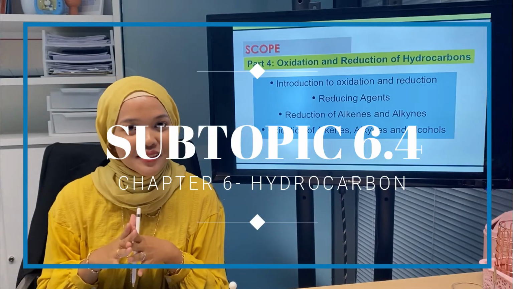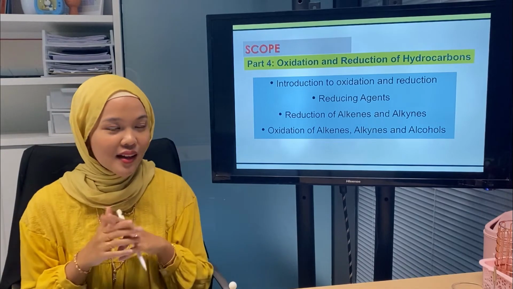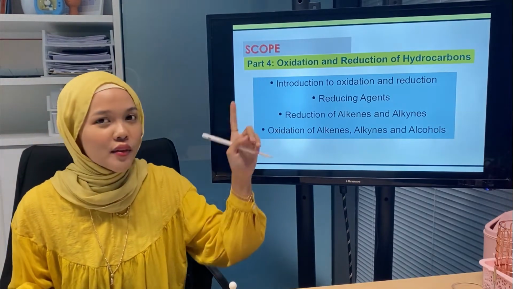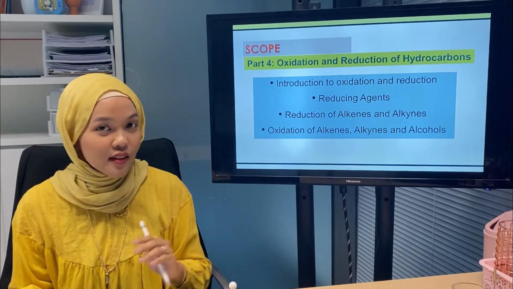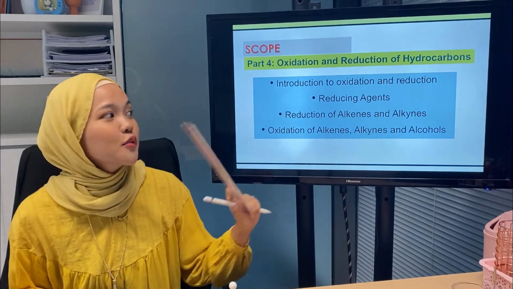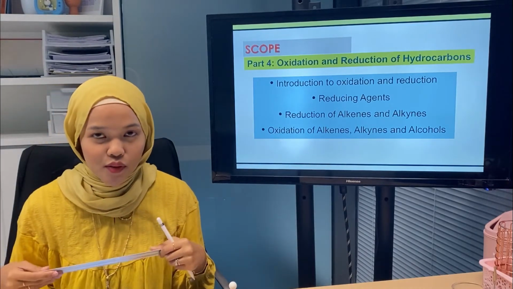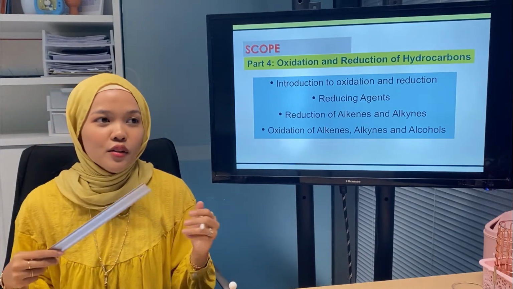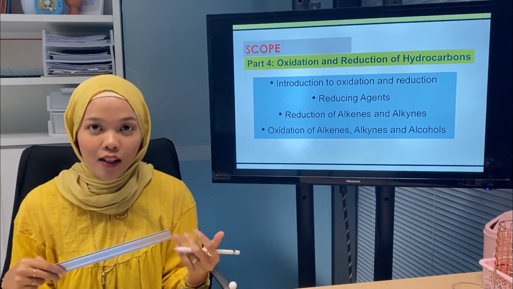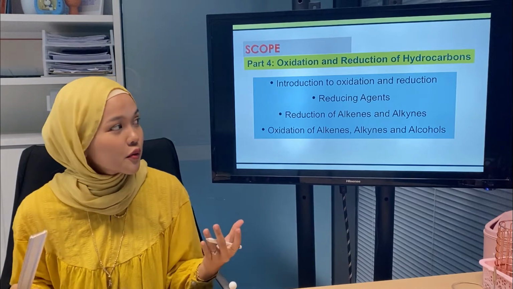Okay, so now let us move to the second part of this video, which is part 4 in chapter 6 on the oxidation and reduction of hydrocarbons. What we are going to learn here is the reduction of alkyne and alkene, because we are talking about hydrocarbons.